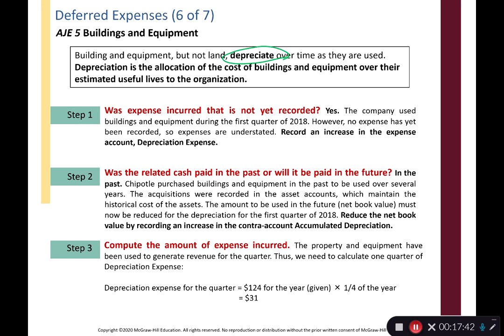Compute the amount of the expense. Well, at this point in the game, we're not going to go through the calculations to compute depreciation. We'll just give it to you. So 124 for the year, it's given. We'll have a later chapter that'll cover how to calculate it. And then 1/4 of the year has gone by because, again, each quarter of a year is a 1/4. So 31 is the amount of depreciation we need to record for the quarter.